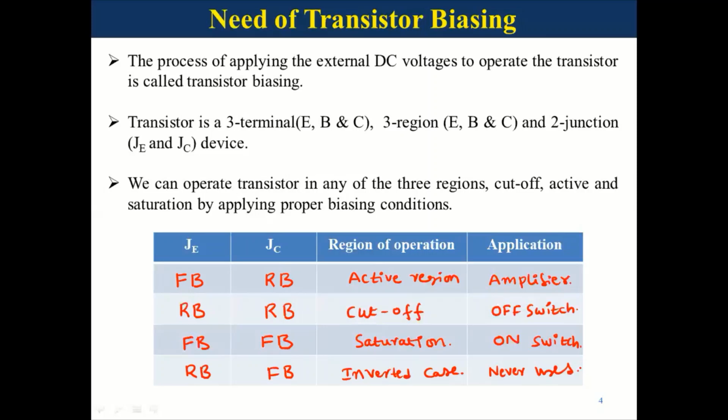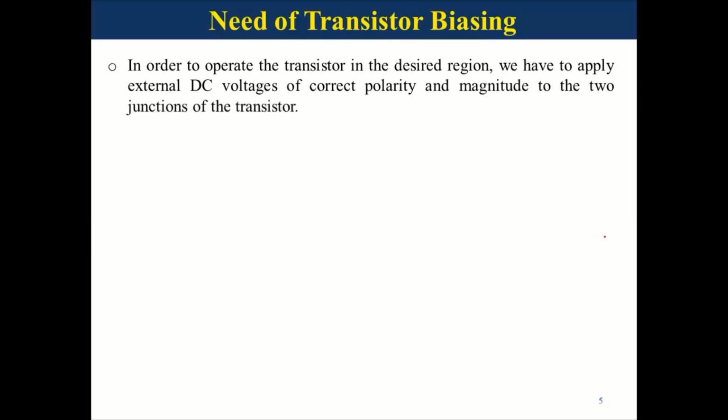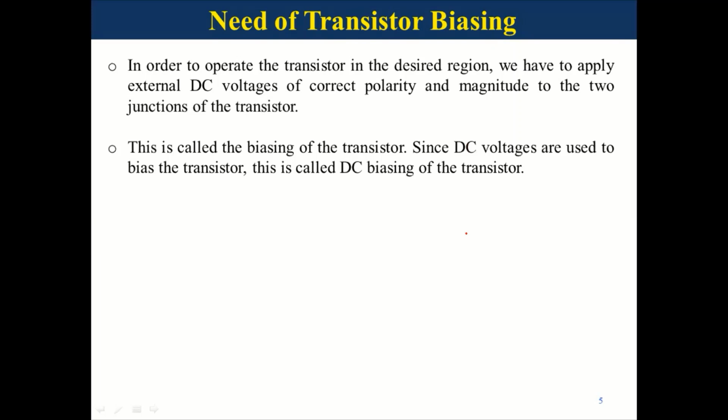So to operate the transistor in required region, we need to bias the transistor. Suppose I wanted to use the transistor as an amplifier, then the emitter junction must be forward biased and collector junction must be reverse biased. In order to operate the transistor in the desired region, we have to apply external DC voltages of correct polarity and magnitude to the junctions of the transistors. This is called biasing of the transistor. Since DC voltages are used to bias the transistor, this is called DC biasing of the transistor.